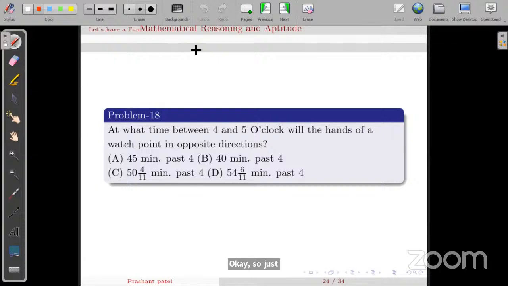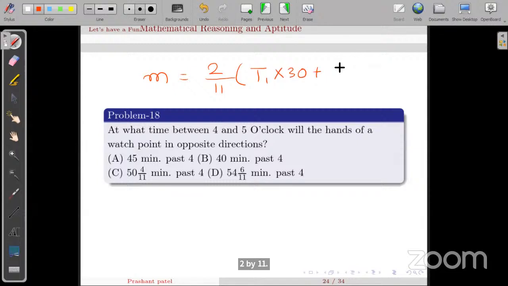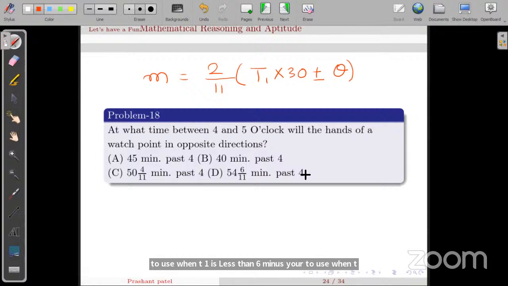And tell me what will be the answer. Now you have a formula. The formula is, I'll write again, m equal to 2 by 11 T1 into 30 plus or minus theta. Plus you have to use when T1 is less than 6, minus you have to use when T1 is greater than 6. Now it is easy to answer this question also.